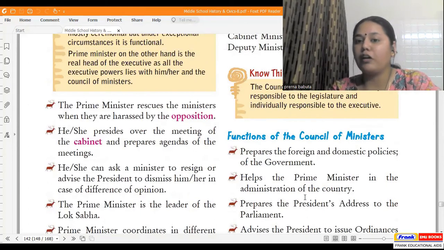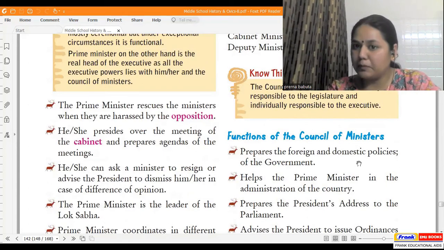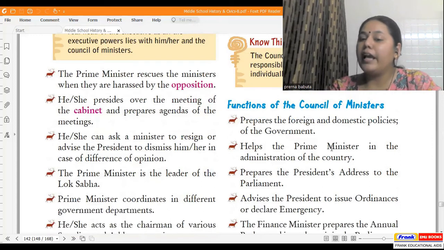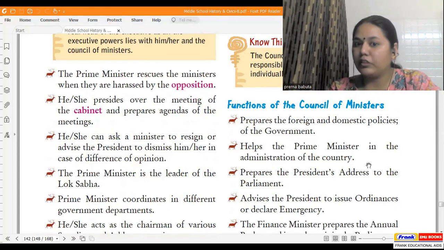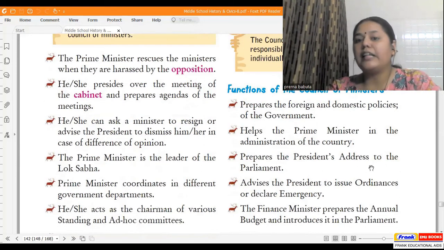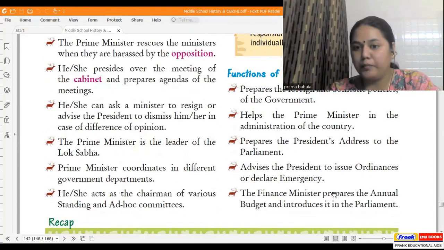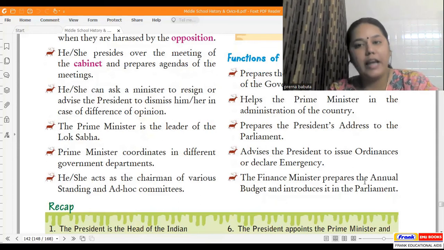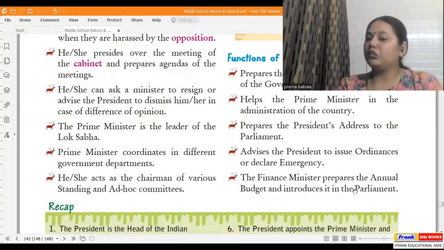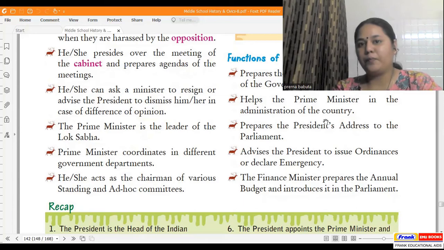What is the function of the Council of Ministers? They prepare the foreign and domestic policies of the government. They help the Prime Minister in the administration of the country. They prepare the President's address to the Parliament and advise the President to issue ordinances or declare emergency. And the Finance Minister prepares the annual budget, this we are aware of, and introduces it in the Parliament. So this is all about the executive, the second organ of the government.